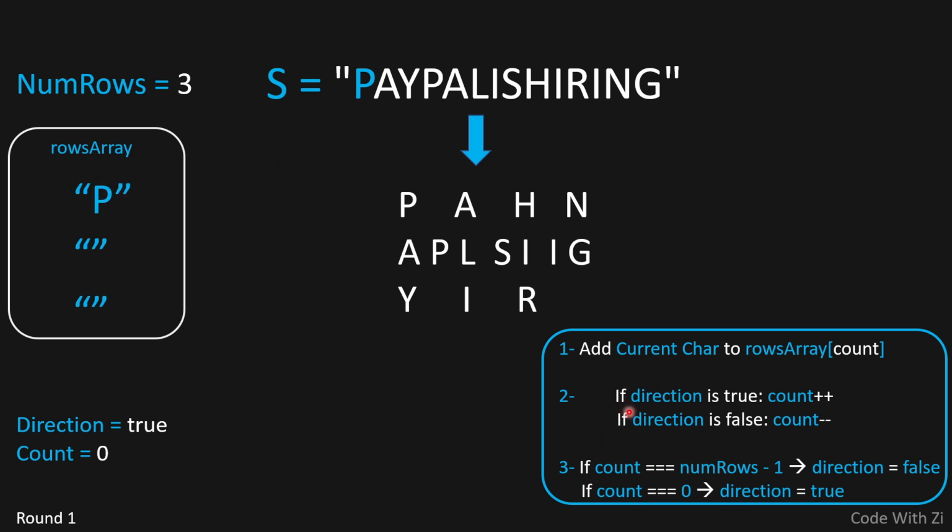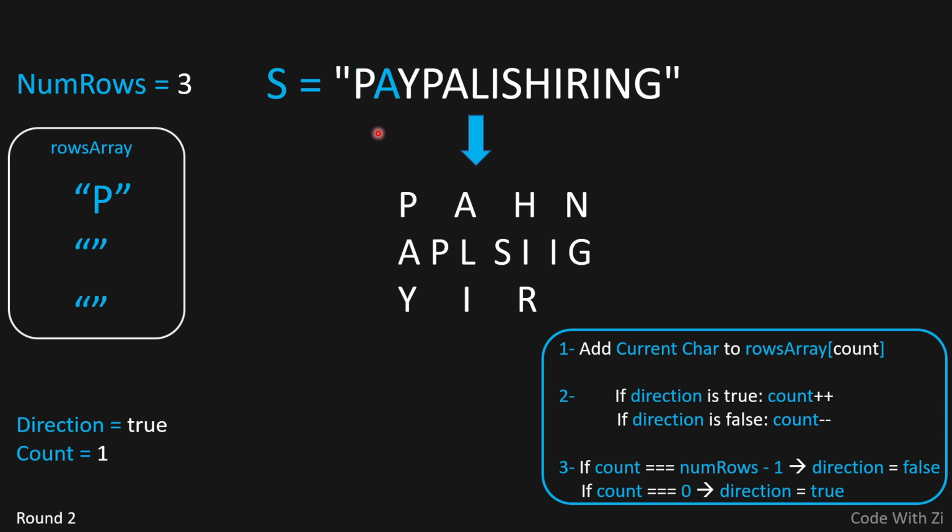The second step says if direction is true, increment count. Alright, direction is actually true, so let's increment count, and now count is actually equal to 1. Step 2 done. Now let's check for step 3. It says if count is equal to number of rows minus 1, so number of rows is actually 3, so is count equal to 3 minus 1, which is 2? No, count is actually equal to 1, and 1 is not equal to 2. So we're not gonna check this here. Else we're gonna check if count is equal to 0, and no, count is not equal to 0, so we're not gonna check this as well. All right, our first round is done.